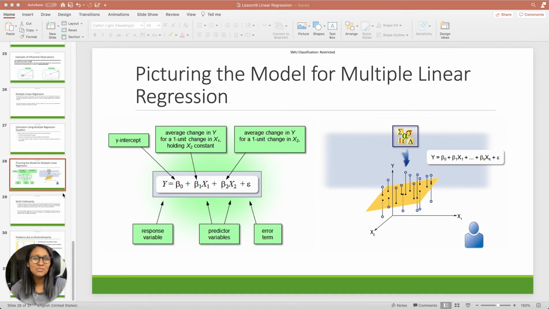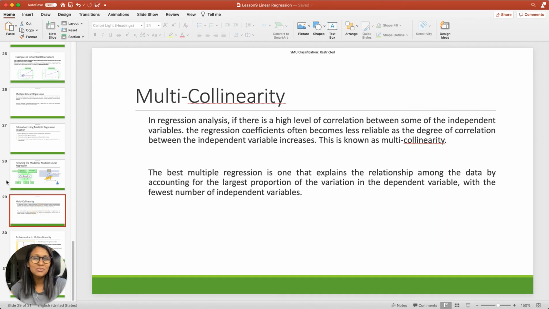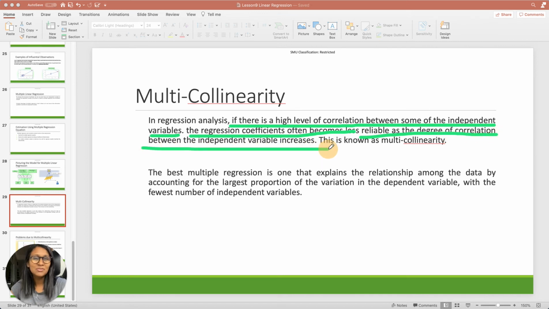Because of this situation, we talk about a particular complexity which is known as multicollinearity. So what is the meaning of multicollinearity? Let's read this definition first. In regression analysis, if there is a high level of correlation between some of the independent variables, the regression coefficients often become less reliable as the degree of correlation between the independent variables increases. This is known as multicollinearity.